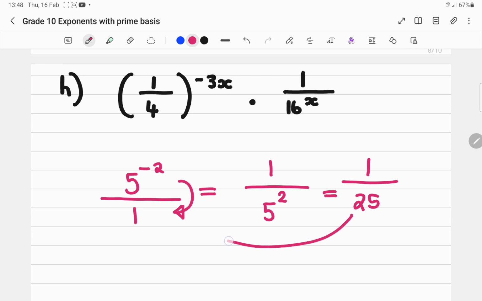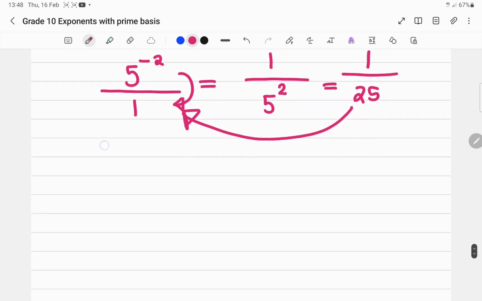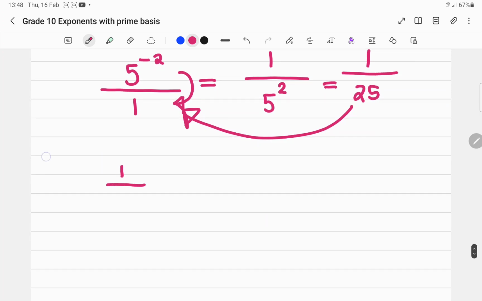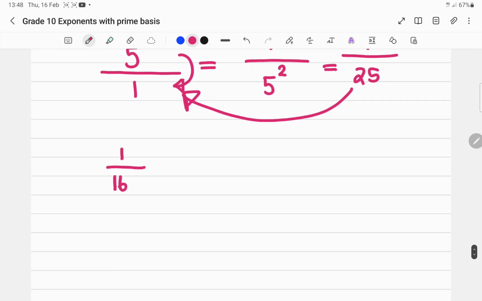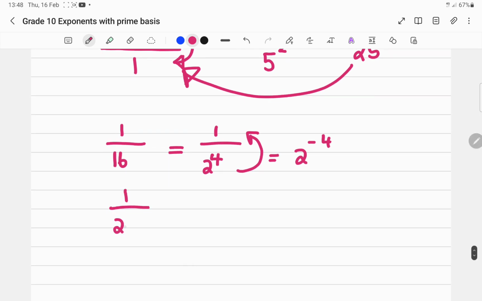Okay, now how do I get this back to this? If I have 1 over, let's say, 16, can you see that 16 is becoming 2 to the power 4? Then to change it, 2 to the power negative 4, to have it with a base number, so that there's no fraction involved. So the same with 1 over 32: 32 becomes 2 to the power 5, just make it negative, 2 to the power negative 5.